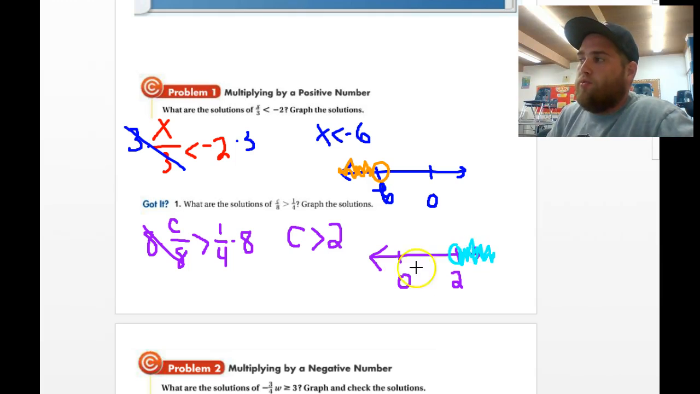If you want to put a test point in, 3 is greater than 2. Is 3 shaded? Yes. So very, very basic stuff. You guys know all of this. We're just taking it one more step and using multiplying.